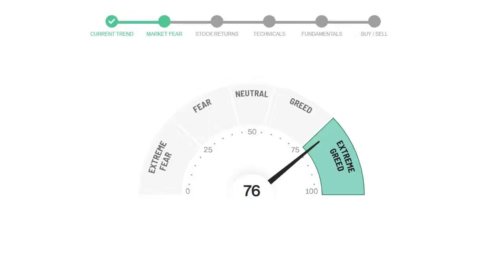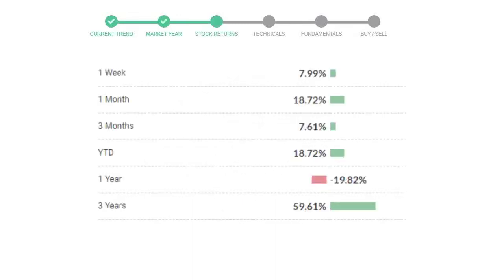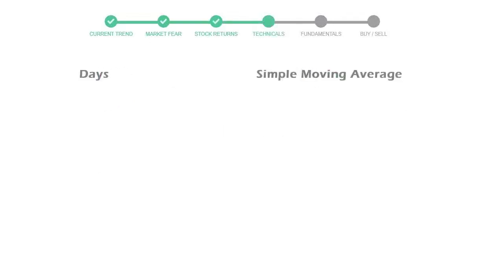Target gave 7.99% returns in the last week, 18.72% in the last 30 days, and 3 months returns are 7.61%. Now let's have a look at simple moving average data.